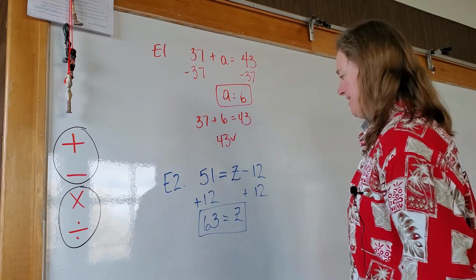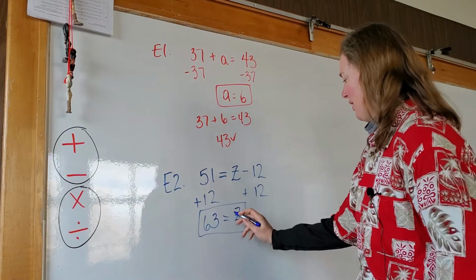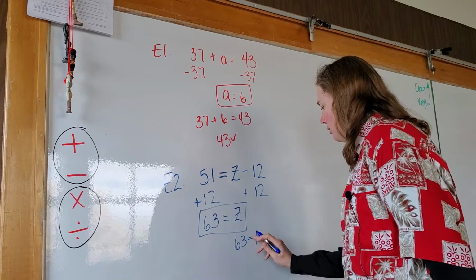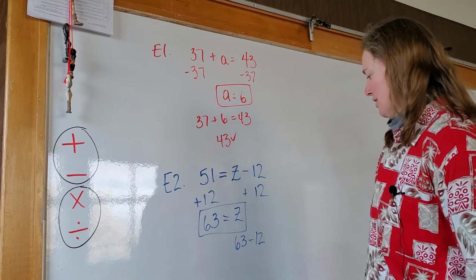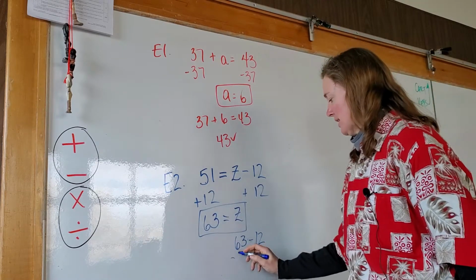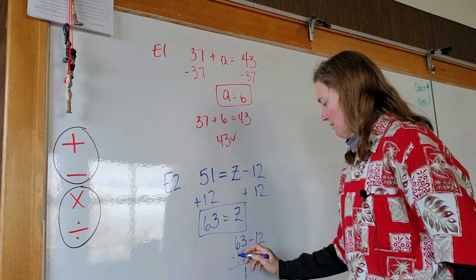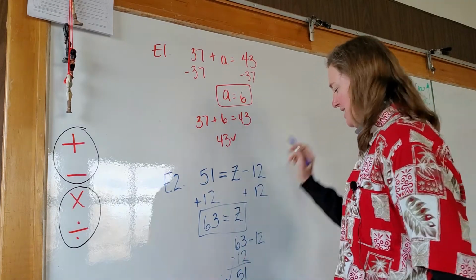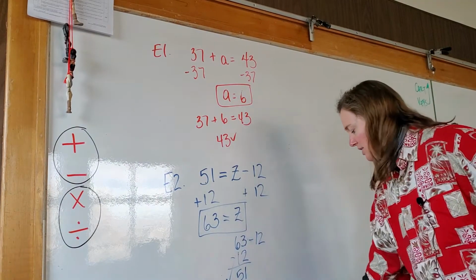How do we check it? Substitute the value of the variable. Where there's a z, I'll put my 63. Oops, wrong symbol. And then 63 minus 12. I like to do it this way. 3 minus 2 is 1. 6 minus 1 is 5. 51. Yes. Ooh, I hope you were able to see all of that.